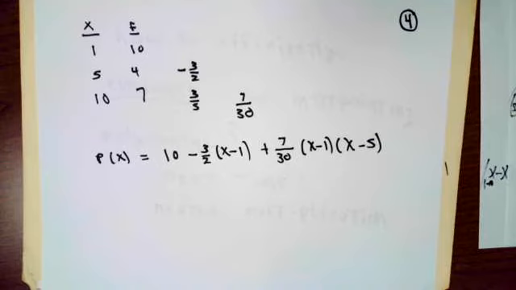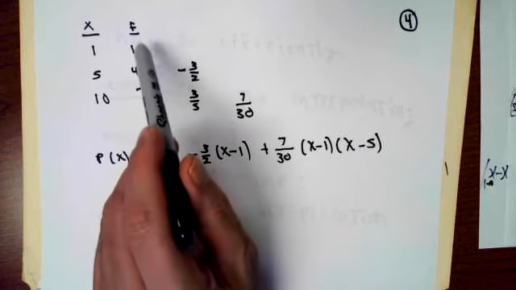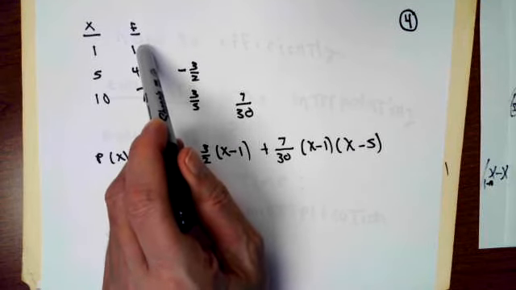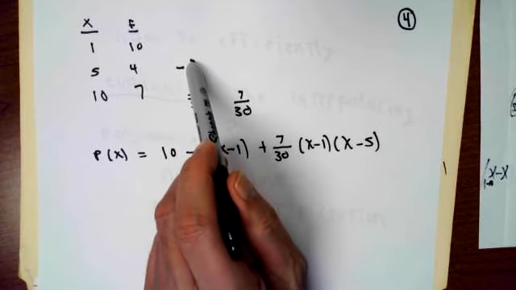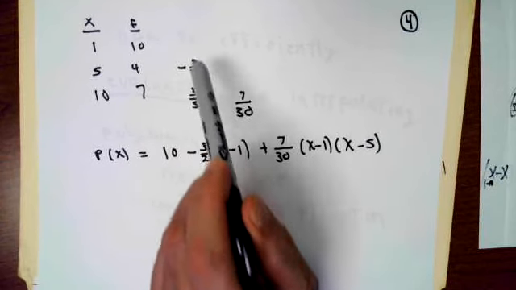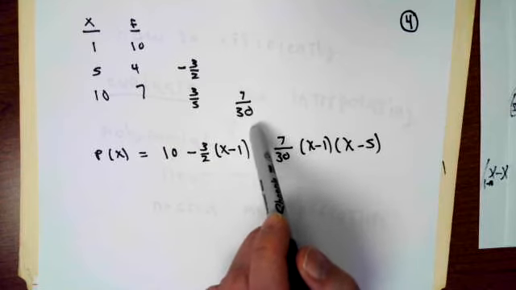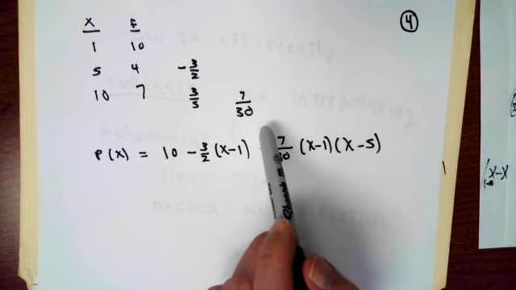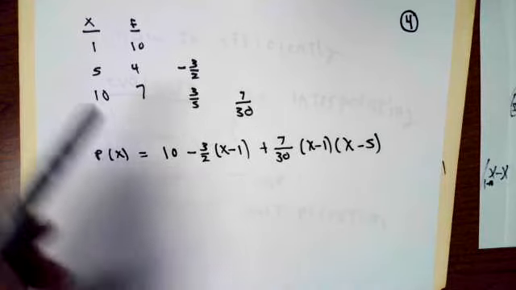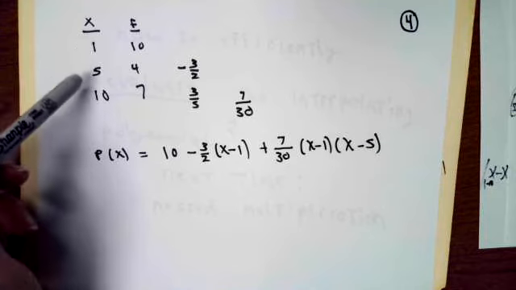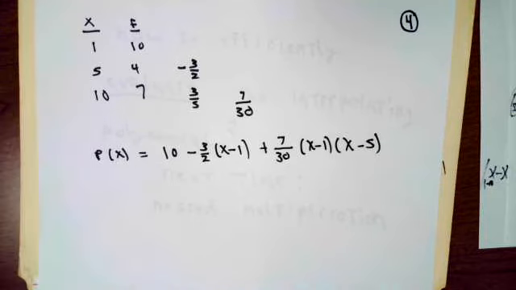Now, what we said earlier was this is going to be the constant coefficient in my interpolating polynomial. This is going to be the coefficient of x minus x0, and that's going to be the coefficient of x minus x0 times x minus x1. x0 is 1, x1 is 5. If I believe what I just said, then this has to be the interpolating polynomial.